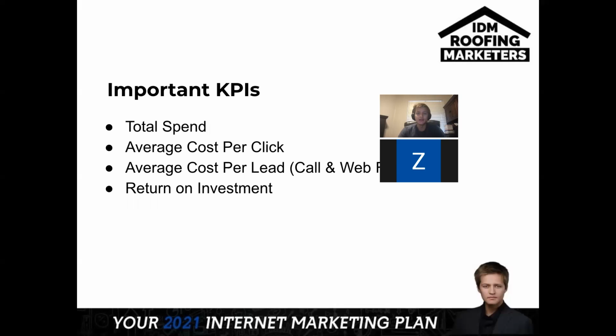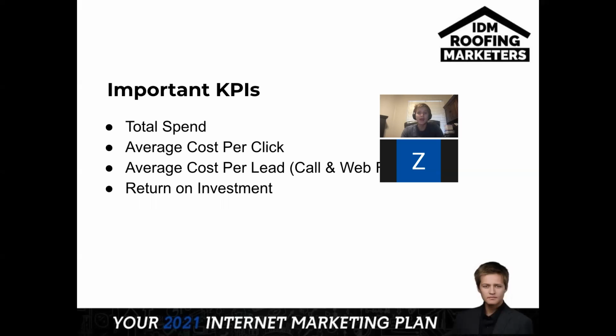Average cost per lead, which is obviously a call and a web form. So rather than just a click, you go the extra mile. When somebody actually calls into your business, how much does that cost? And how much does it cost when somebody actually submits the form? The way you can get these numbers is, okay, how many web form submissions came from our Google ads and what was our total spend? You divide the total spend by the number of form submissions from Google ads, and that way you can get your average cost per form submission.